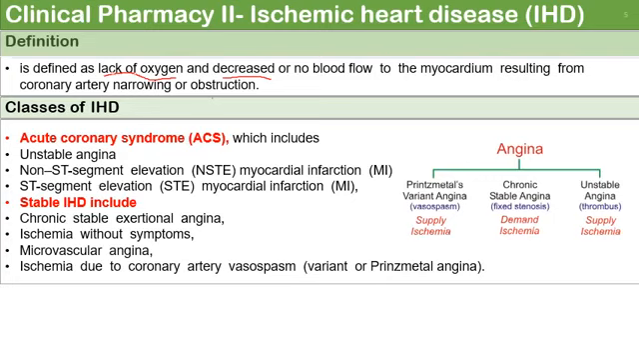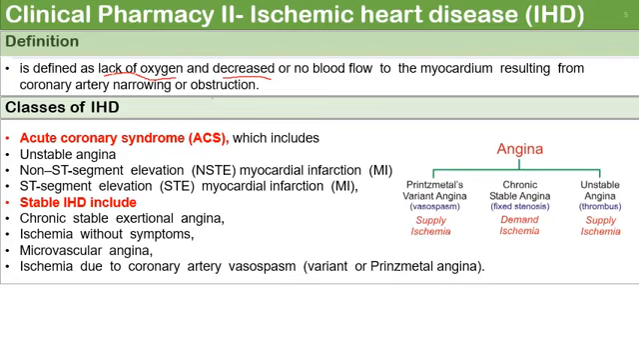So acute coronary syndrome can be classified as unstable angina, non-ST segment elevation MI, which means the ECG finding shows no ST segment elevation, and ST segment elevation myocardial infarction. Chronic stable ischemic disease includes chronic stable exertional angina, ischemia without symptoms, microvascular angina, and ischemia due to coronary vasospasm, called variant or Prinzmetal angina.